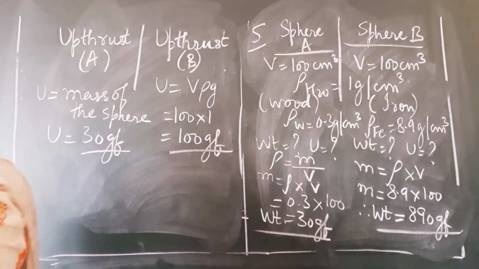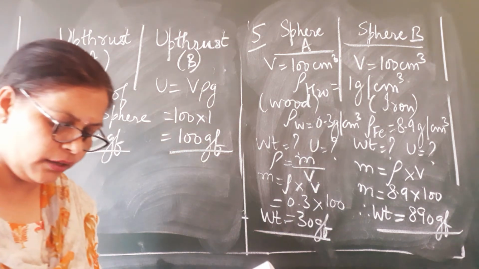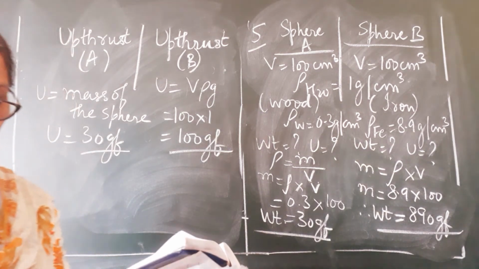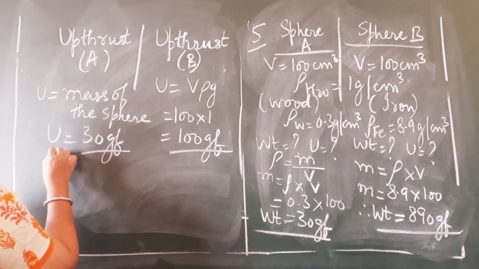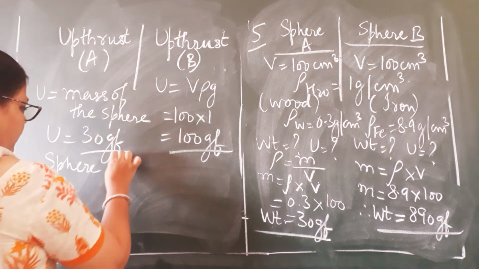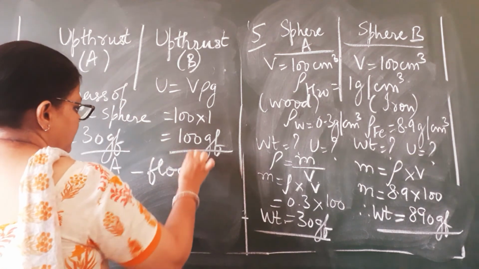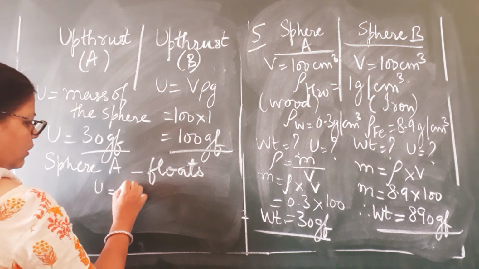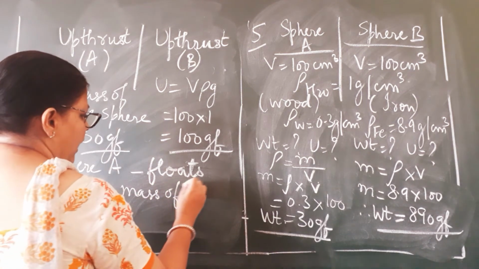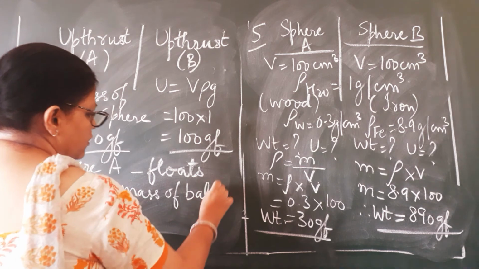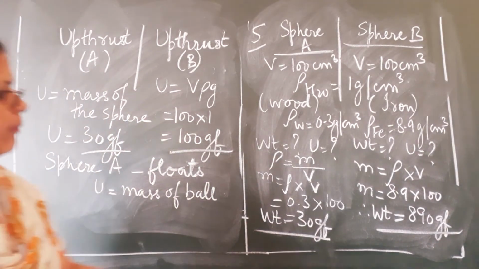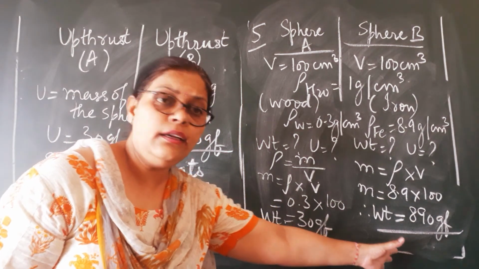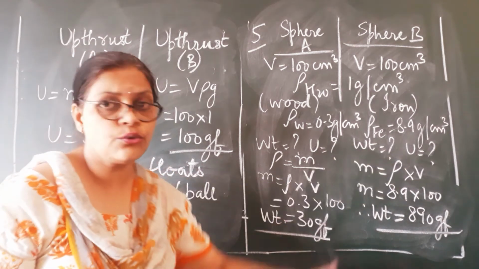Fine. Now we move on. Is there any other part? Yes. The second part, which sphere is going to float? Very, very clear. The sphere A is going to float. And why is it going to float? Because sphere A floats as the upthrust is equal to the mass of the ball or the sphere whatsoever. Okay, you can see the mass and the upthrust are equal, so it's going to float. But in this case, the weight is 890 while the upthrust is only 100. So naturally that is going to sink.